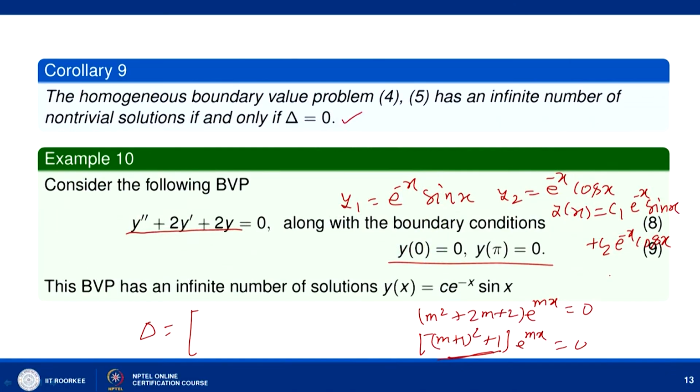So, it means that this delta is coming out to be 0. Our theory says that it has infinitely many solutions, and you can easily check that the infinitely many solutions are given by y of x equal to c into e to power minus x sin x. How can you check that? This theorem simply says that it has infinitely many solutions. How to find them out?